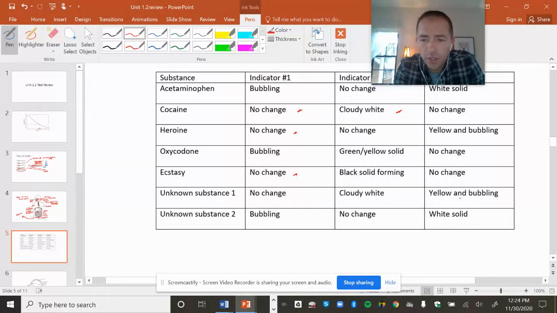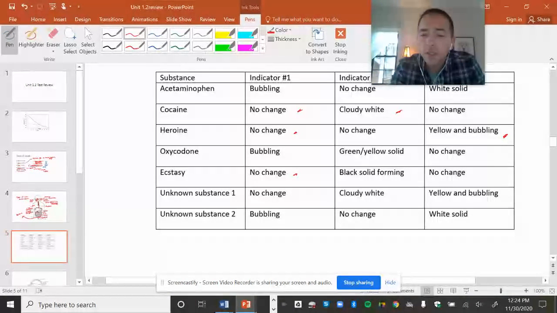And then you look at the last one, it says yellow and bubbling. Ooh, so we got yellow and bubbling as well. Interesting. So maybe what we have here is two substances combined into our unknown substance. So right now, preliminary results of these three indicators would say that unknown substance 1 could possibly be cocaine and heroin together, right? We might need to run more diagnostic tests to figure that out. But at least with this, we have a pretty good idea that these indicators are reacting similarly to the known substances of cocaine and heroin.